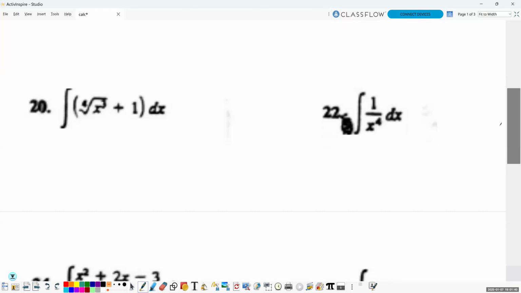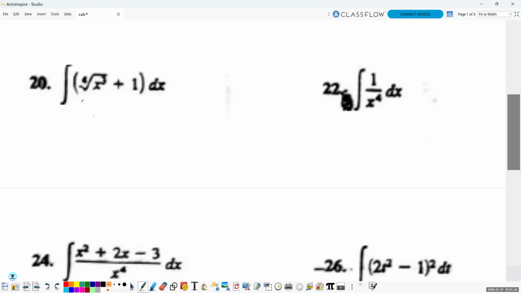Okay, so number 20 and 22 are not written power rule ready. So the first thing I'm going to do is write this as the integral of x to the 3/4 plus 1 dx. So now when I add a power, I'm going to have x to the 4/4 plus 3/4 is 7/4. And when I divide by the new power, dividing by 7/4 is like multiplying by 4/7. And then plus 1x plus c.